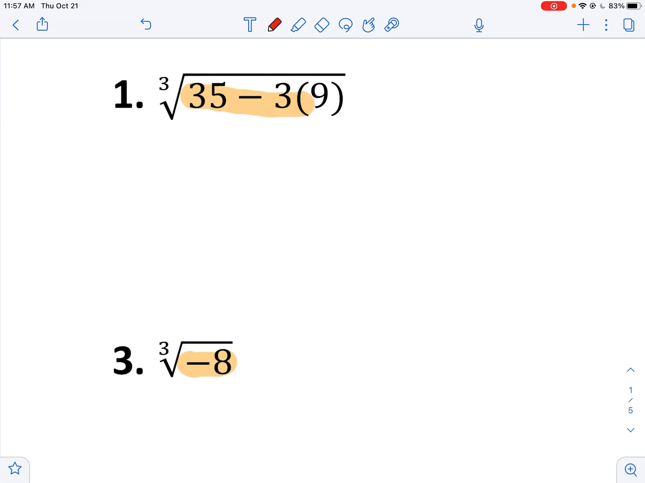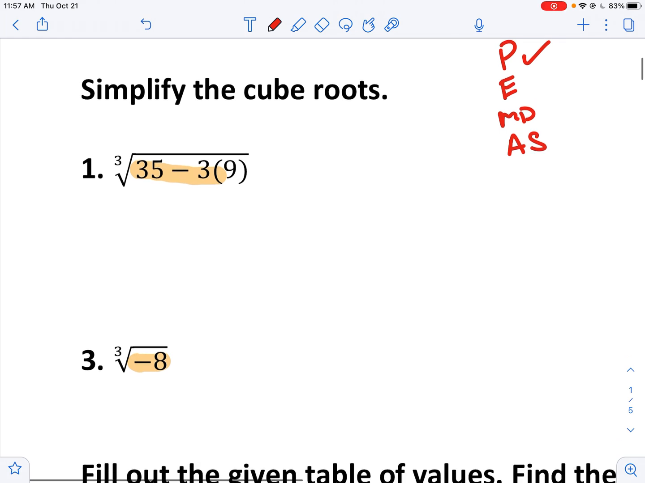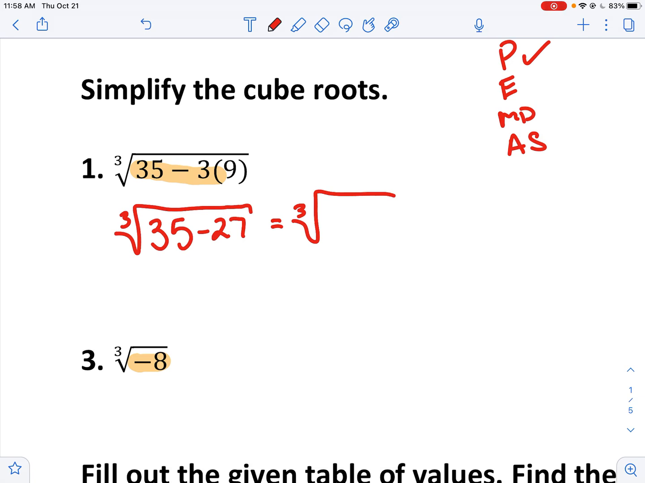So here I've got 35 minus 3 times 9. Well, I'm still going to follow my order of operations. So I'll keep my cube root, and I should do the multiplying first. So 3 times 9 is 27. And I'm not going to take the cube root until I've got just one number underneath the cube root.